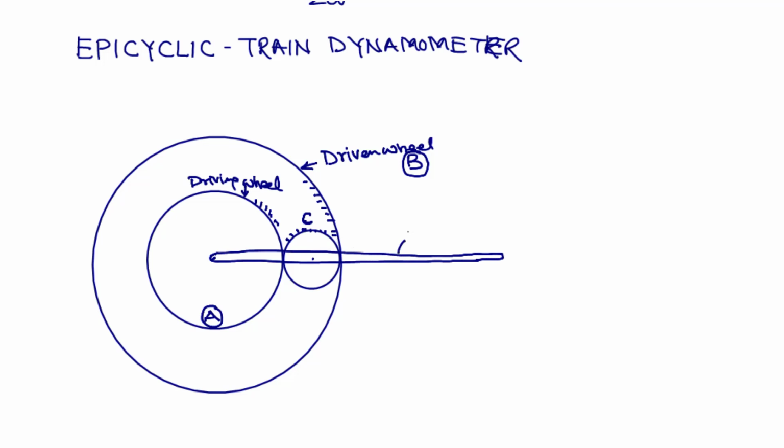This is the horizontal lever, the weight of which is balanced by the counterweight at the left end of the lever. This is the pin, and this is the weight W.